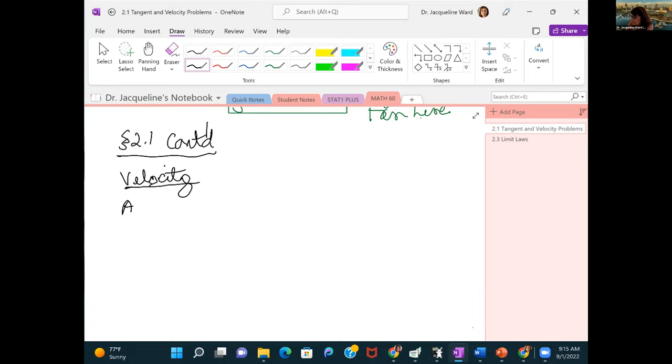Anyways, the average velocity is defined as the change in position.